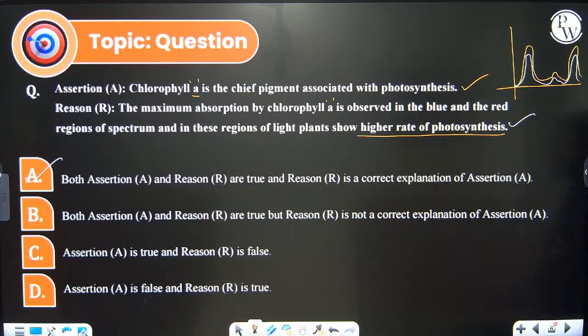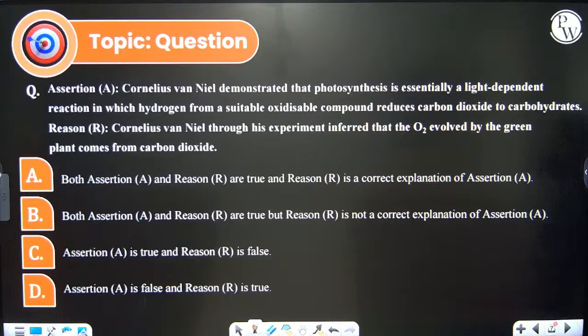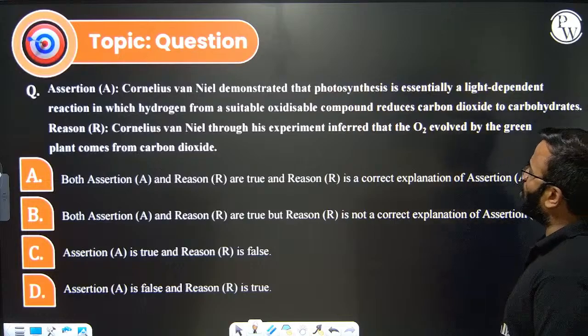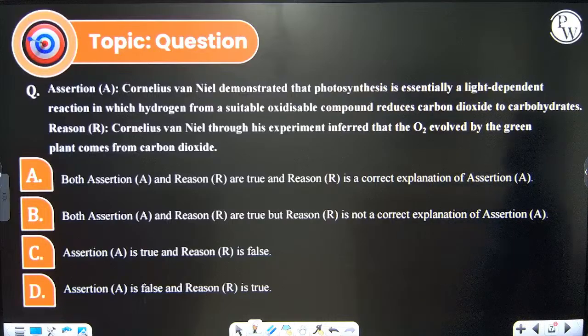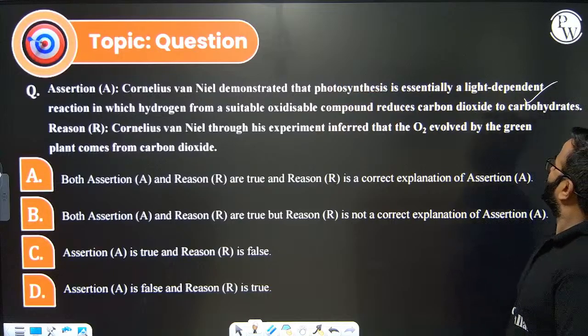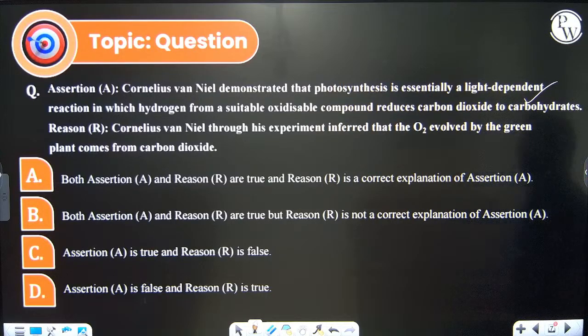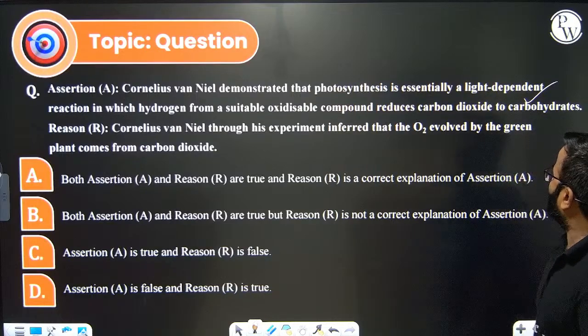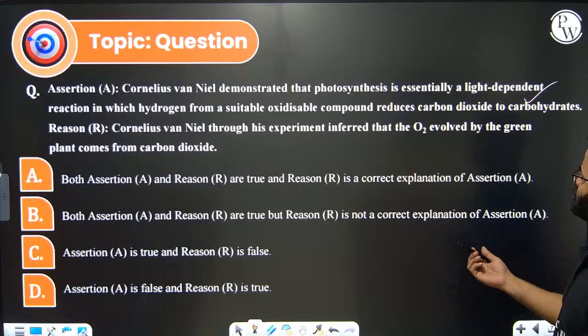Next, Cornelis van Niel demonstrated that photosynthesis is essentially a light dependent reaction in which hydrogen from a suitable oxidizable compound reduces carbon dioxide to carbohydrates. So Cornelis van Niel demonstrated that photosynthesis is essentially a light dependent reaction in which hydrogen from a suitable oxidizable compound is used to reduce carbon dioxide, which is true.